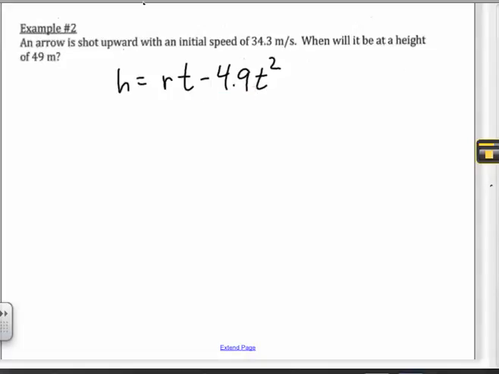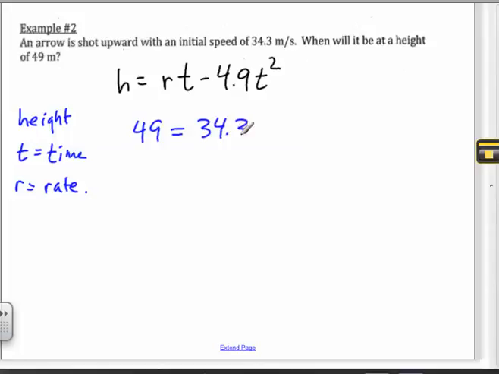Okay? But look, here's what we've got. We've got h, the height we're looking for. We've got t, which equals time in seconds. And we've got r, which equals rate. Well, let's just plug in what we know. We want to know at what time the arrow is 49 meters high. I don't need the meters, so I'm going to replace h with 49. What am I going to replace r with? 34.3 meters per second, because that's a rate. I replace r with the rate that they gave us.